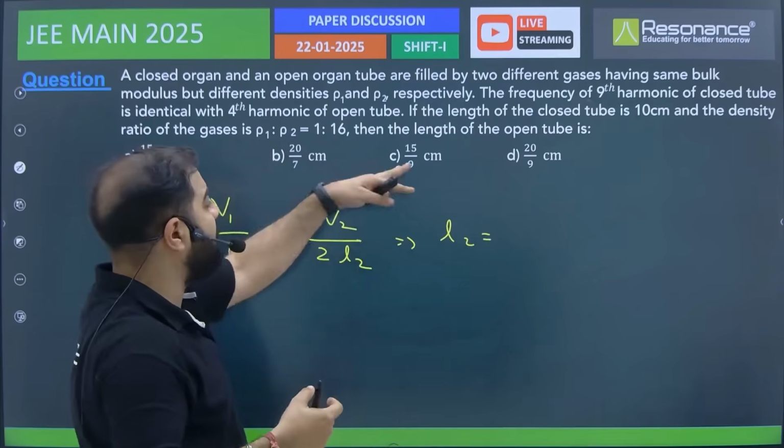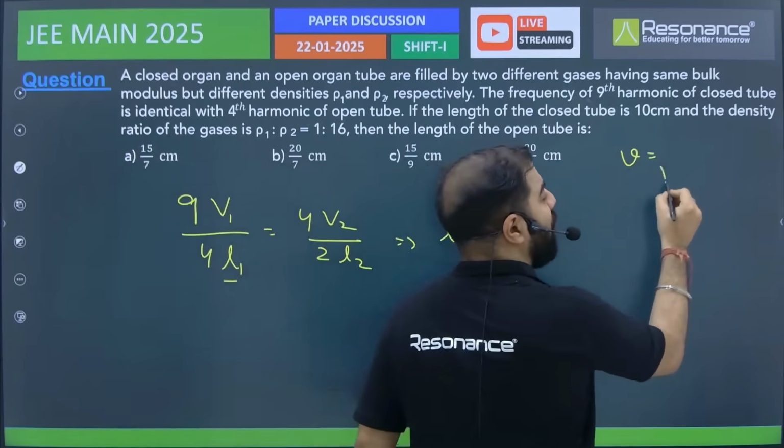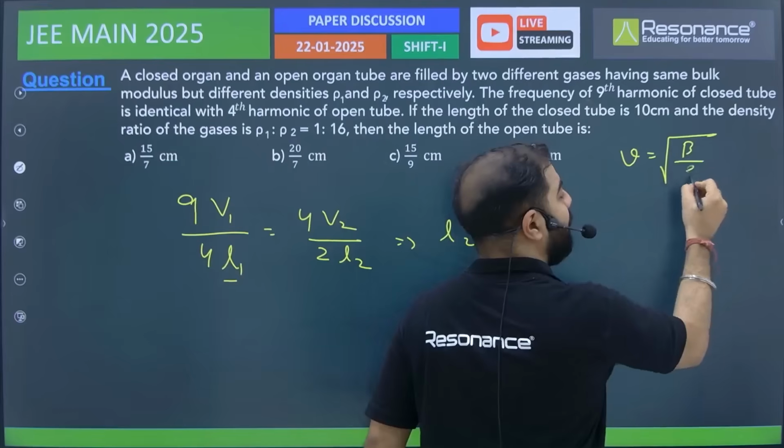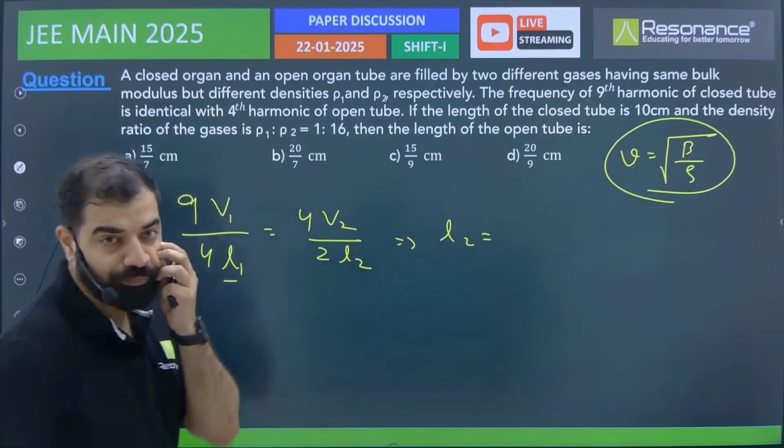Rho is given and it's air, so we can write V is equal to root of B by rho. The formula of speed of sound in fluids, right? B by rho. For solids it is Y by rho.